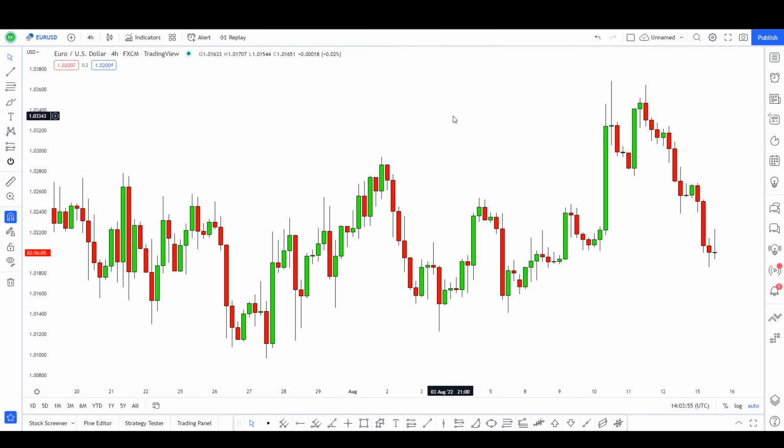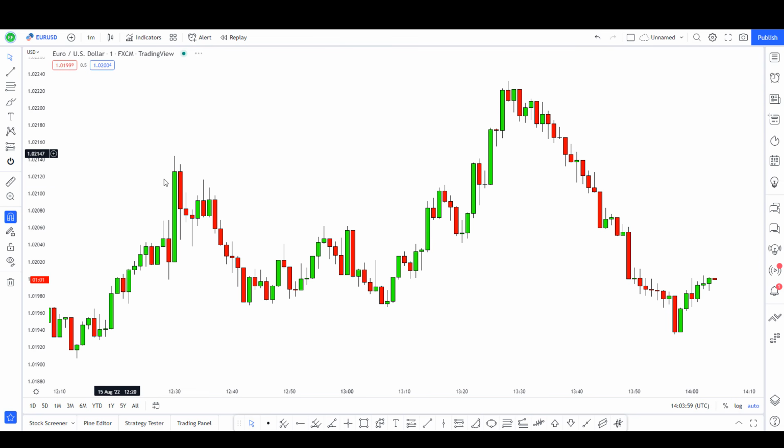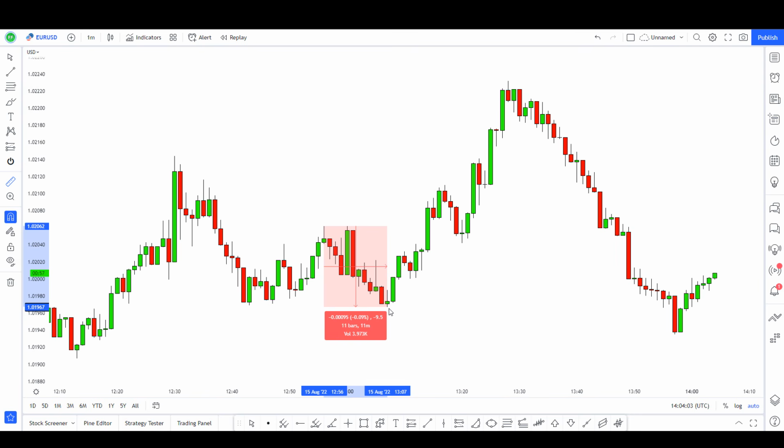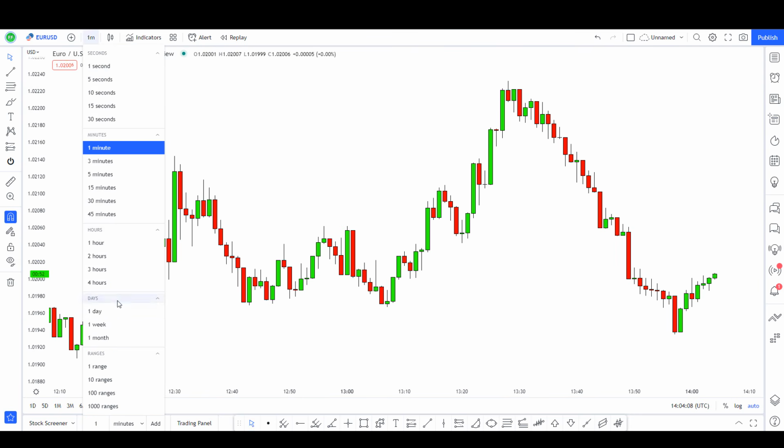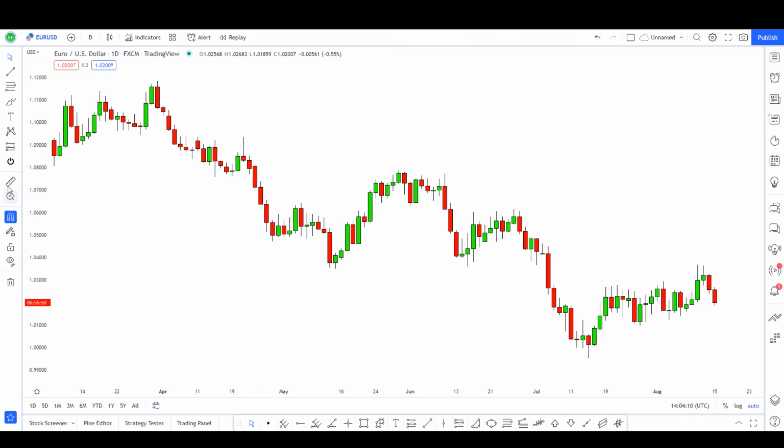It's important to notice also that the smaller the time frame, the smaller the price movements. So even though a time frame like the 1 minute develops quickly, the size of price movements is small. A time frame like the daily, for example, develops slowly, but the price movements are much greater.